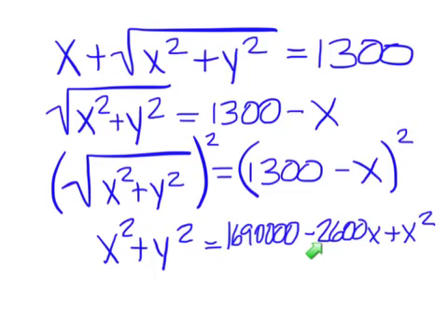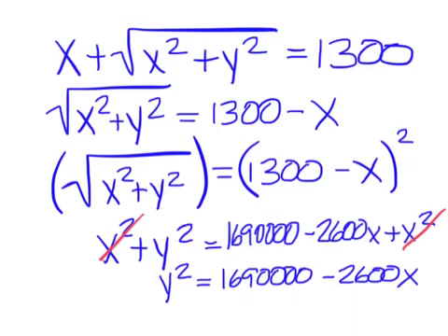Not a major deal so far. So what you can do from here to simplify is, notice you have an x squared on the left, x squared on the right. Just cancel them out, because if you move one to the other side, they just turn to 0. So from there you end up with y squared equals 1,690,000 minus 2600x.